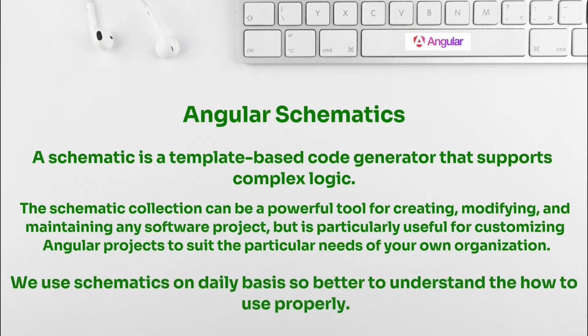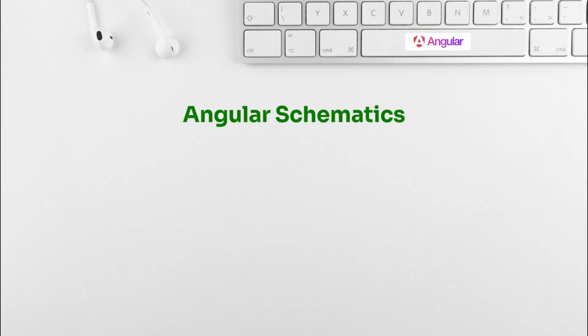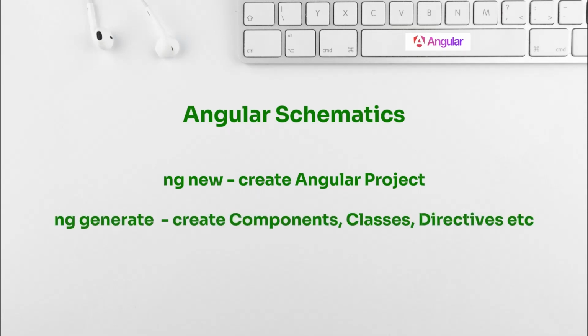We use schematics on a daily basis, so it is better to understand how they are used properly. There are four types of schematics possible in Angular. The first one is ng new. With the ng new schematic we can create the Angular project, and the second one is ng generate. With ng generate we can create components, classes, directives, interceptors, interfaces, or services in Angular.